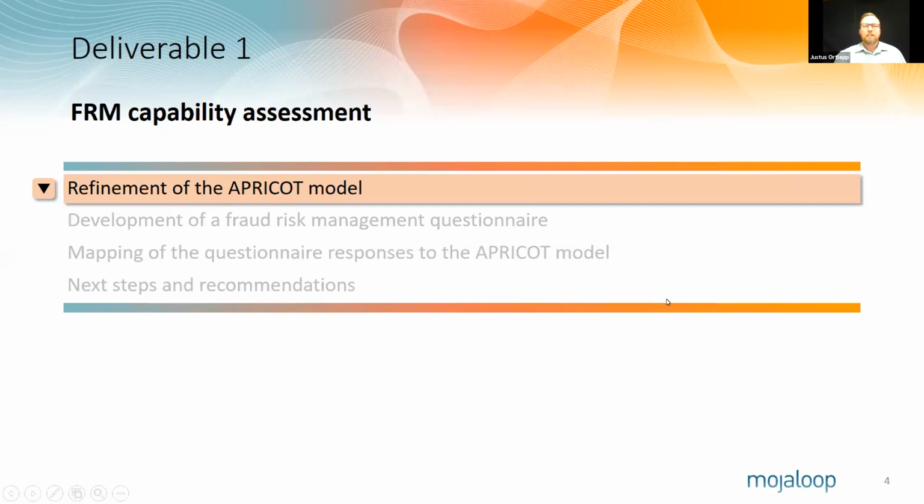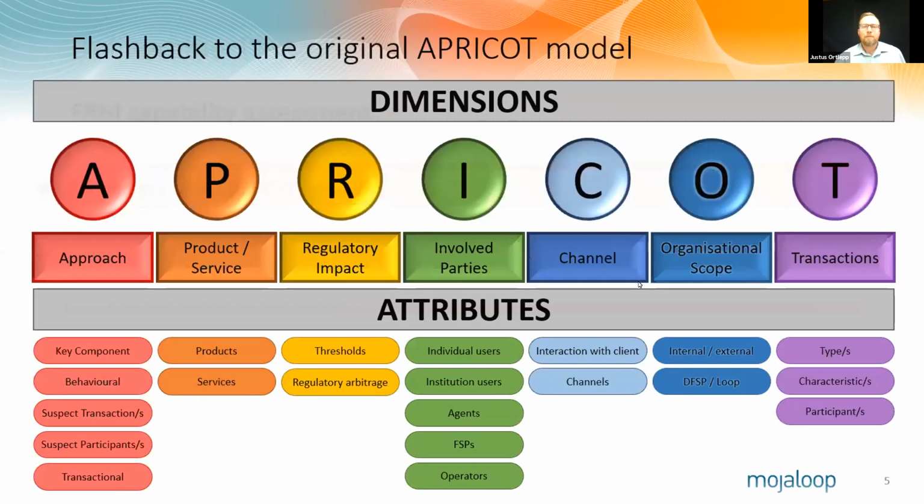I'm going to start then with the capability assessment, and maybe just a quick recap of the APRICOT model, which is the core driver of decision-making within the capability assessment. So we developed this APRICOT model as a number of dimensions that detailed the approach, the products and services that are involved, regulatory impact, involved parties, the channels, organizational scope and transactions of every single one of the risk typologies that we had cataloged in our risk database.